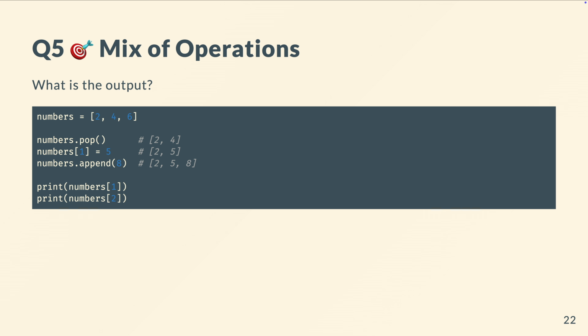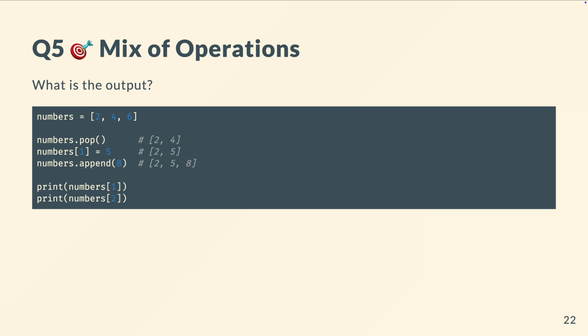Now, question 5, mix of operations. In the Python code, numbers is a list containing 2, 4, 6. First, we pop, so the last item 6 is removed. Now the list is 2, 4. Next, we change index 1 to 5. Index 1 is the second item, so 4 becomes 5. Now the list is 2, 5. Then we append 8, so 8 goes to the end. Now the list is 2, 5, 8.